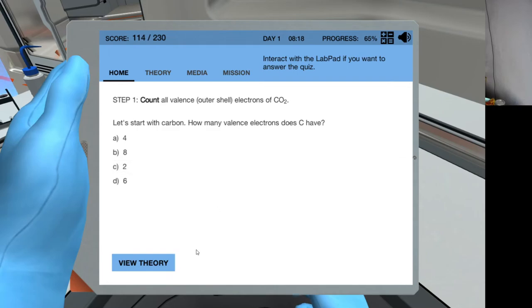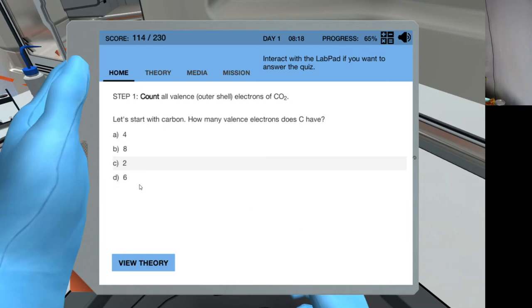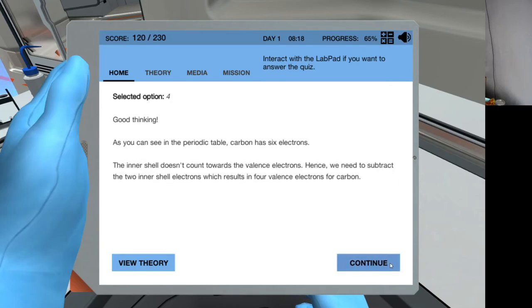Let's start with carbon. How many valence electrons does C have? Isn't it 6? It's not 6. As you can see in the periodic table, carbon has 4.